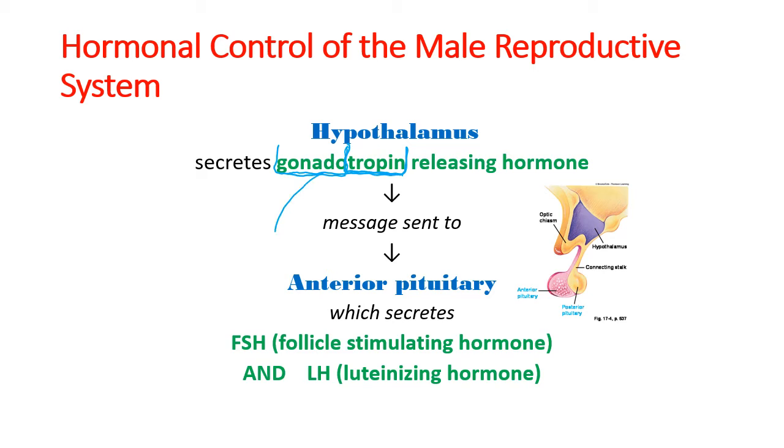So gonadotropin releasing hormone goes down to the anterior pituitary. Once it gets there, the anterior pituitary is stimulated to release two hormones, FSH and LH: follicle stimulating hormone and luteinizing hormone, both of which are named after the female side of the reproductive process, but are also important here for male reproduction. Remember, we saw these hormones back in the endocrine system. Follicle stimulating hormone is geared towards the production of our sperm cells, and luteinizing hormone is geared towards the production of hormone.